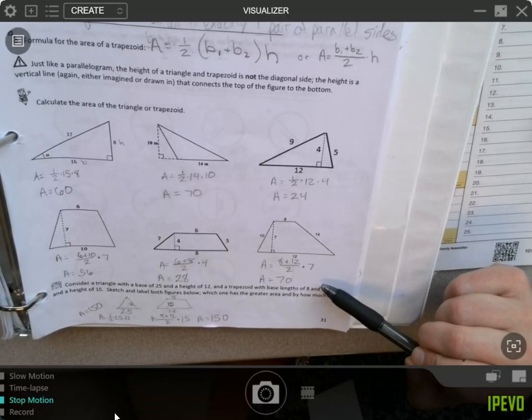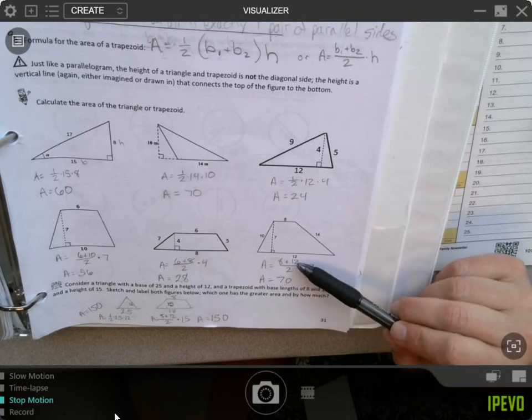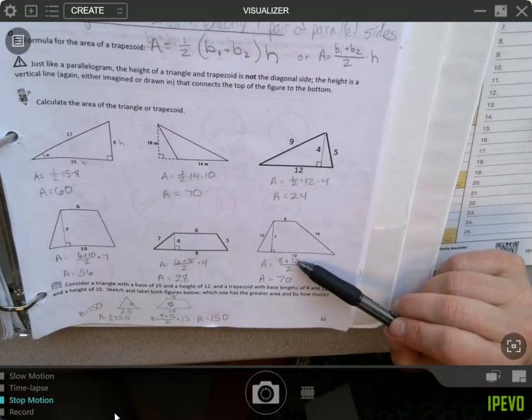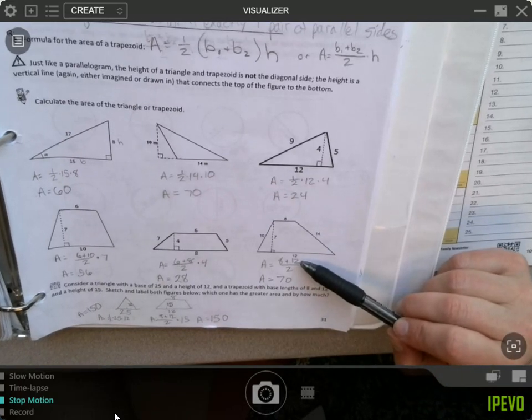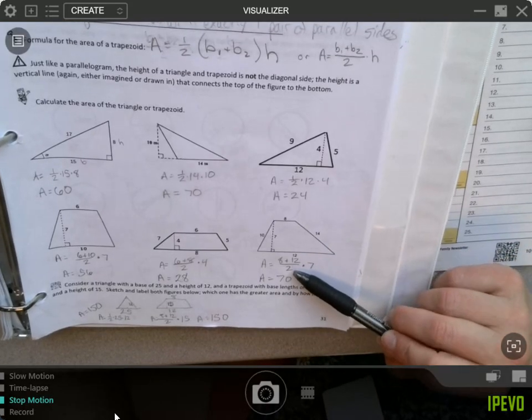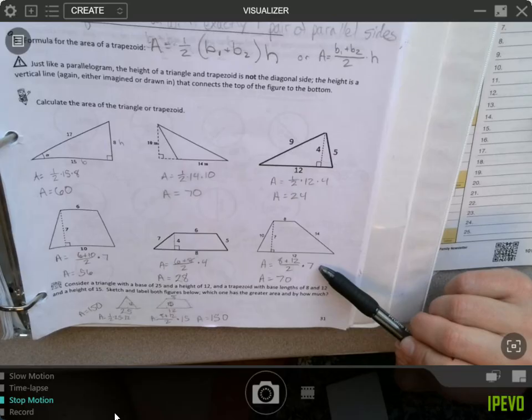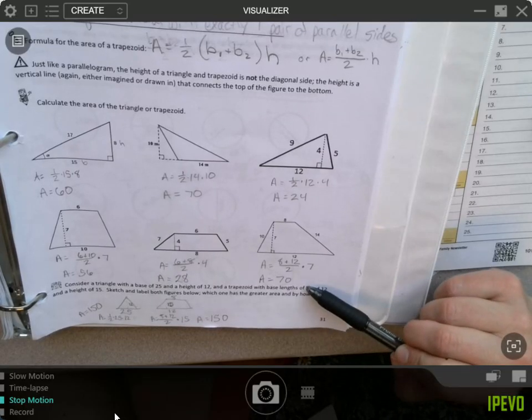Okay, so what did you add together? 12 and 8. Okay, so 12 plus 8 is 20. Then what did you do? I divided it by 2. Okay, so 20 divided by 2 gives us 10. Then what did you multiply by? 7. Okay, 10 times 7 is 70.